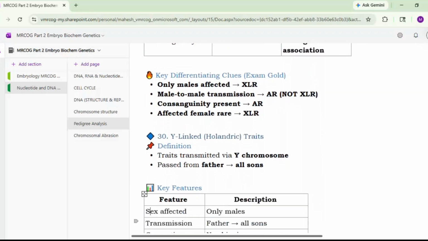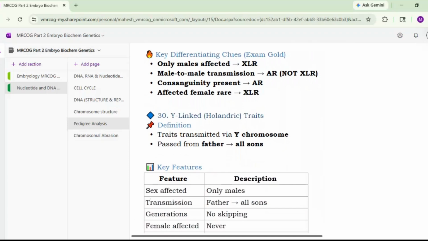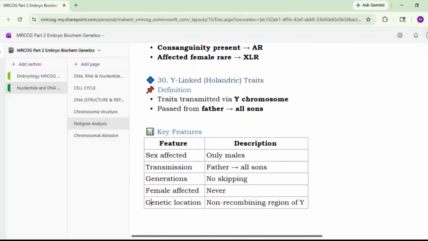Now coming to Y-linked. How does Y-linked get transmitted? That is the fifth way of transmission. Traits are transmitted via the Y chromosome, passed from father to all sons. The father will transmit to all sons. Only males are affected. There is no skipping of the generation. Females are never affected.